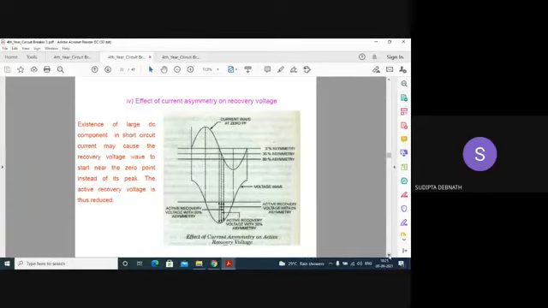You can see from the figure, existence of large DC component is favorable. Why? See, this is the current waveform. When the current is zero, we consider 0% asymmetry. That means there is no DC component. When the current is zero, the voltage is at its maximum value. So this is the active recovery voltage. Actually, the favorable condition will be when the active recovery voltage is low. So when there is no DC component, active recovery voltage is at its maximum.